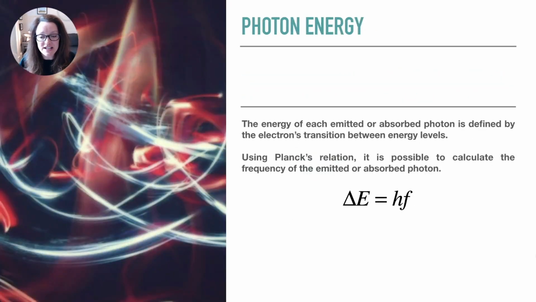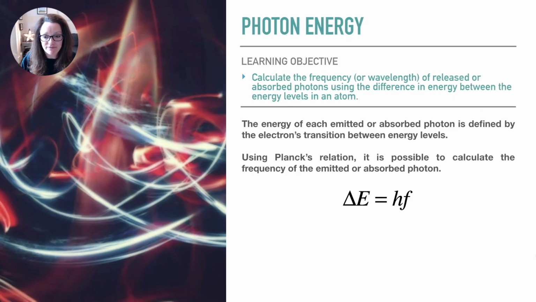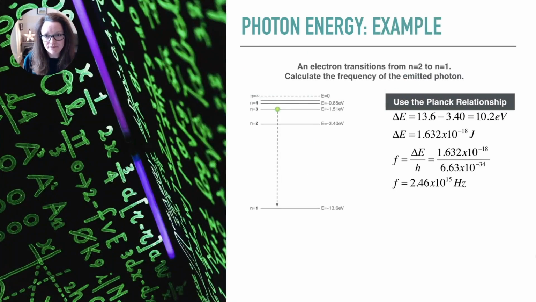So the difference in energy is equal to h, which is a constant, times the frequency of light. So if you have a number for the energy, and we'll work that out in a second, you can work out the frequency of light, or the specific frequency of the photon that is released. And we've got an example here.